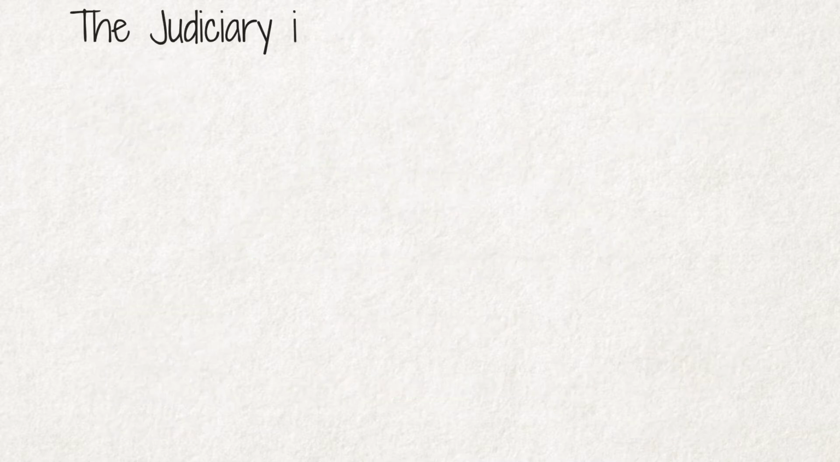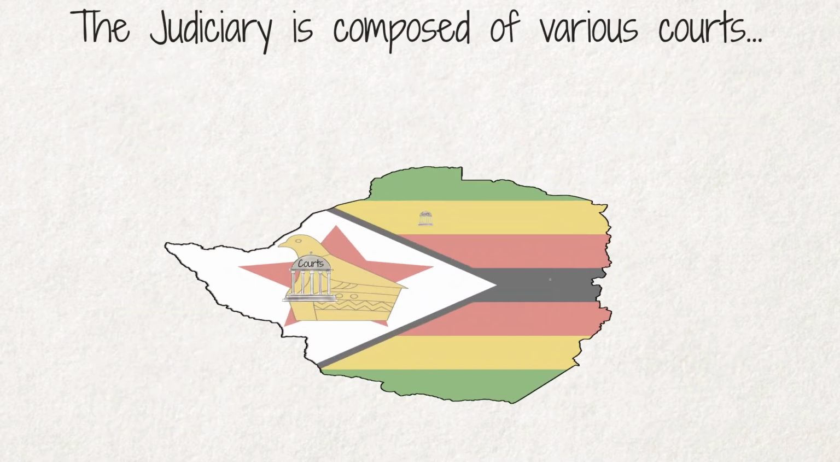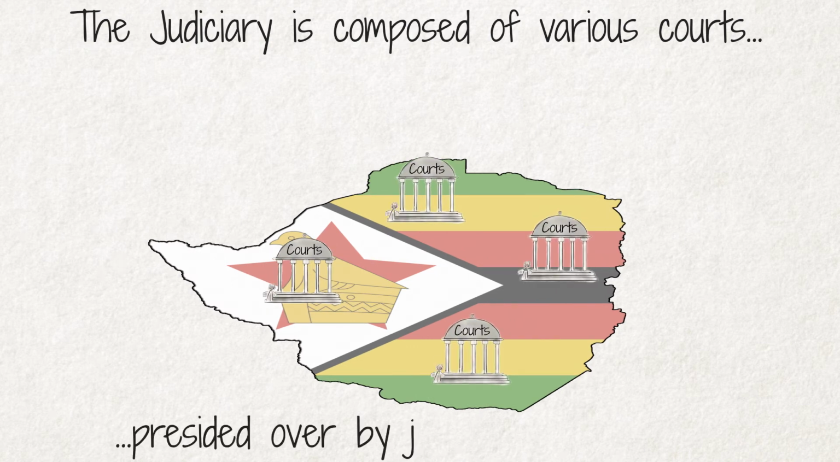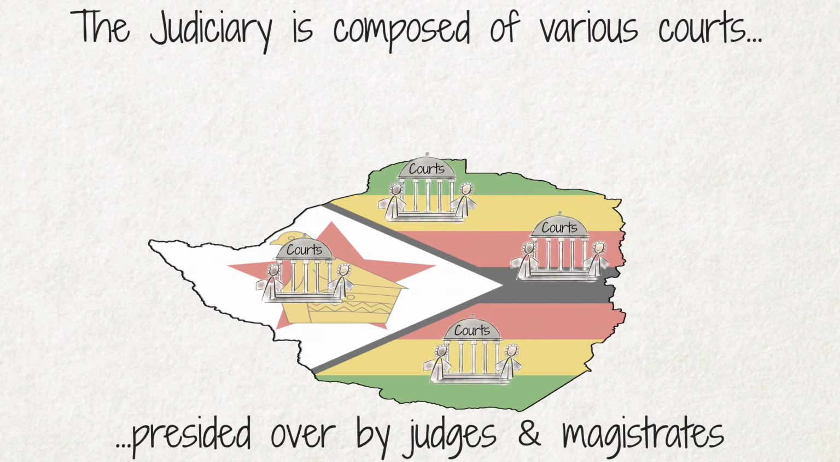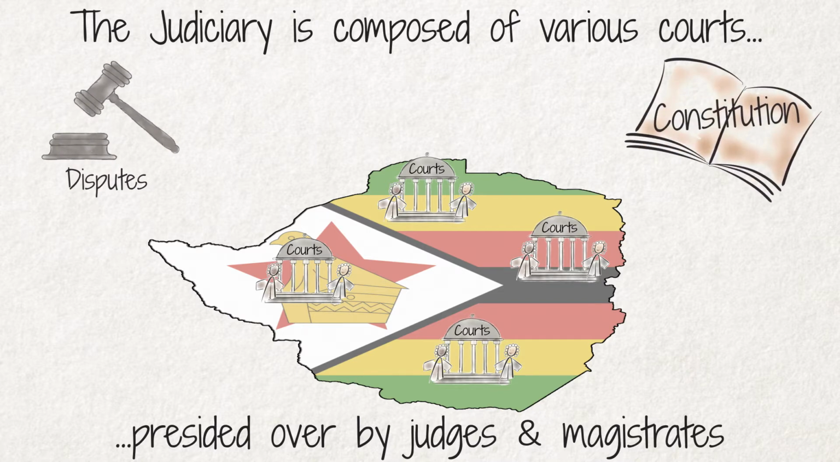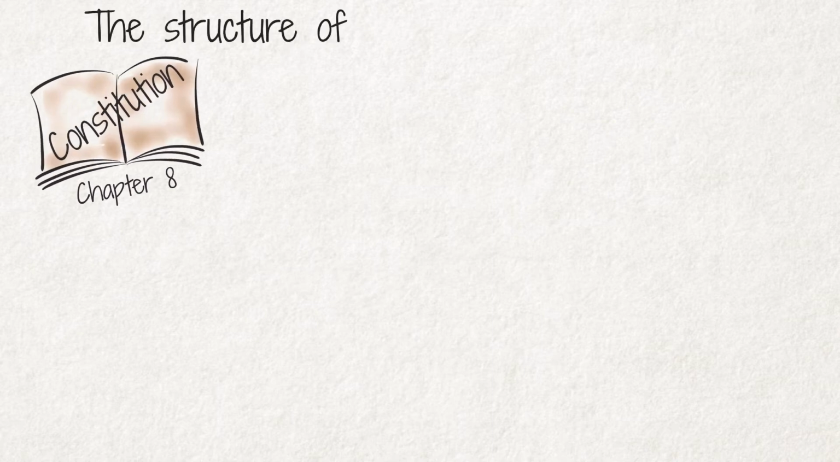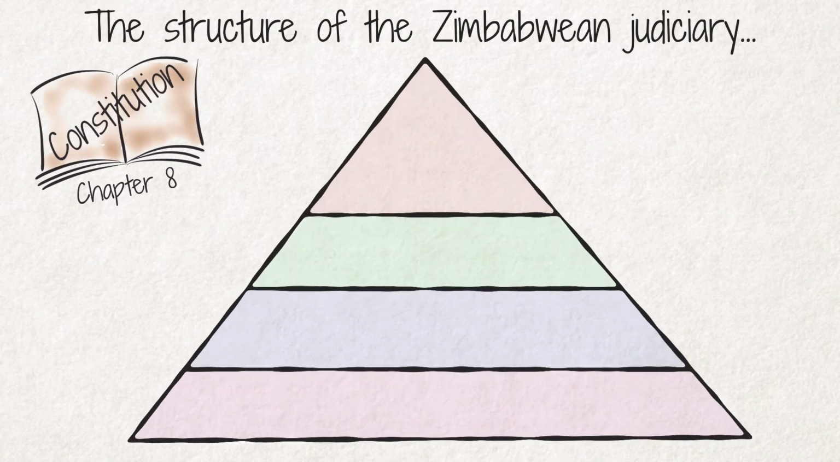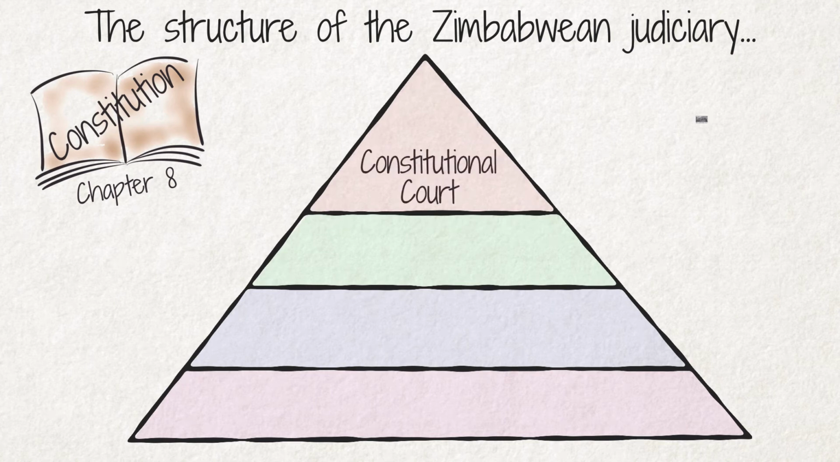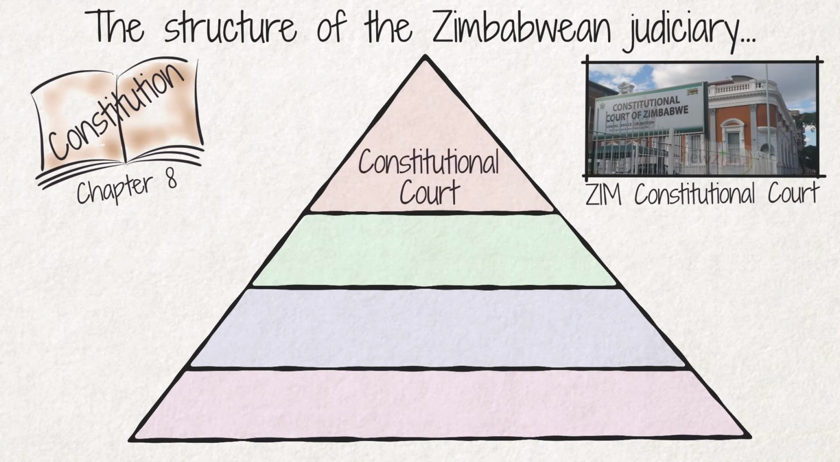The judiciary is composed of various courts across the country, presided over by judges and magistrates. The courts decide disputes and apply the Constitution. Chapter 8 of our Constitution defines the structure of the Zimbabwean judiciary. At the top of the system is the Constitutional Court in Harare.